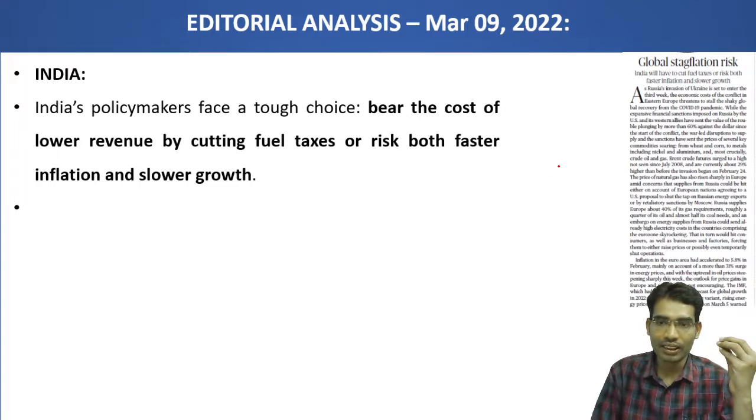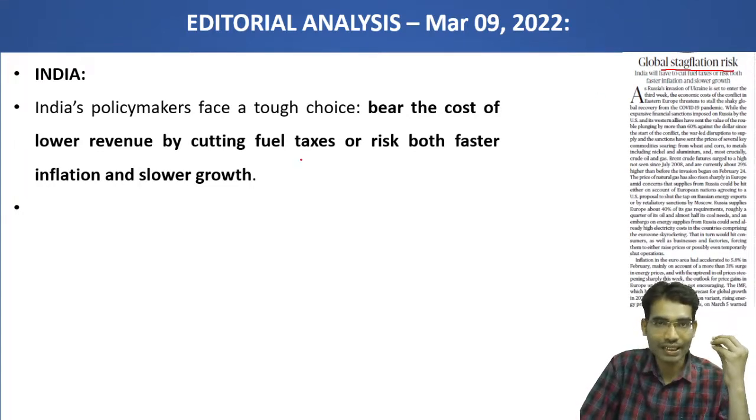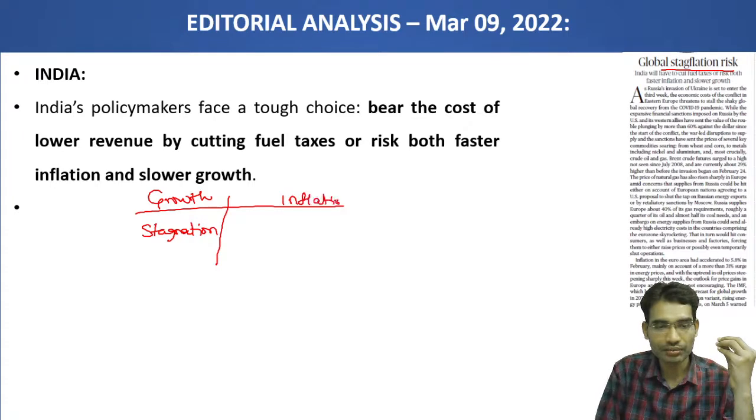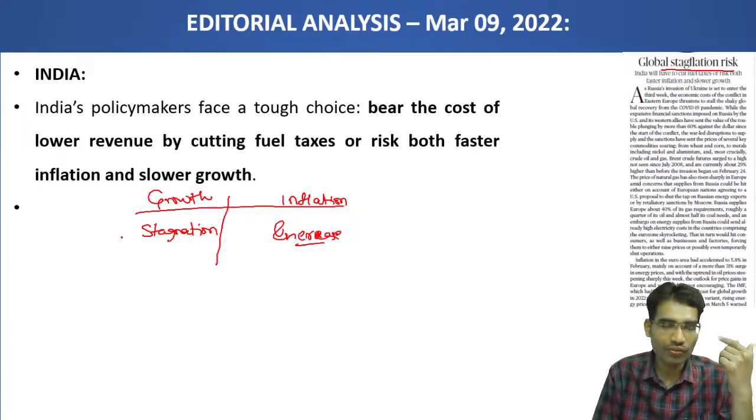This is why it is talking about global stagflation risk. Stagflation means a scenario where, with respect to growth, there is stagnation, and with respect to inflation, the inflation will increase. So inflation will increase, and growth stagnates, which leads to stagflation. Stagnation means no additional production in the economy, and gradually it leads to unemployment also.